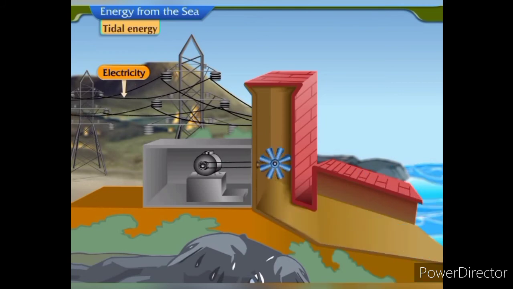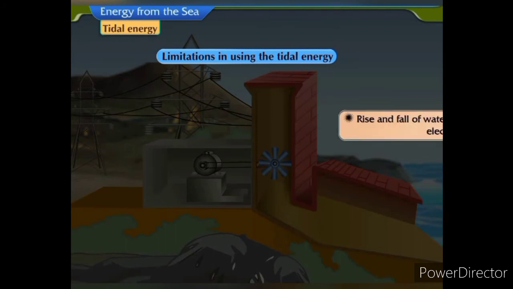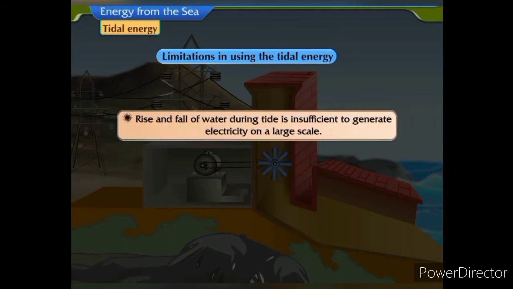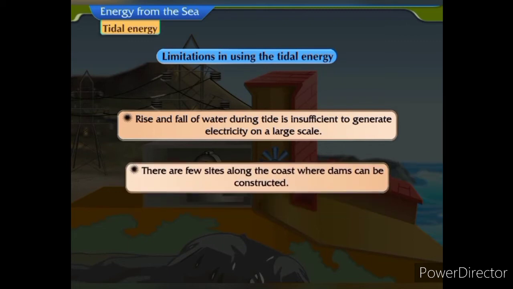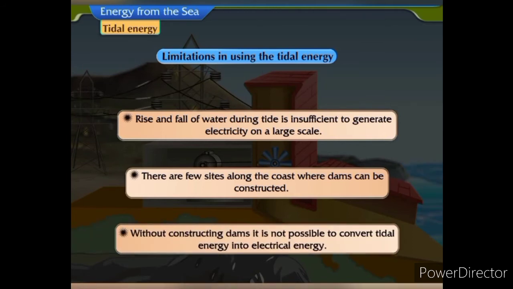There are certain limitations in using tidal energy. They are: 1. Rise and fall of water during tide is insufficient to generate electricity on a large scale. And 2. There are few sites along the coast where dams can be constructed. It is important to note that without constructing dams, it is not possible to convert tidal energy into electrical energy.